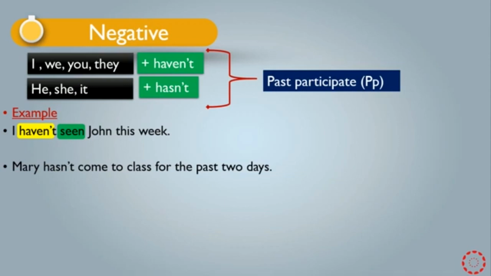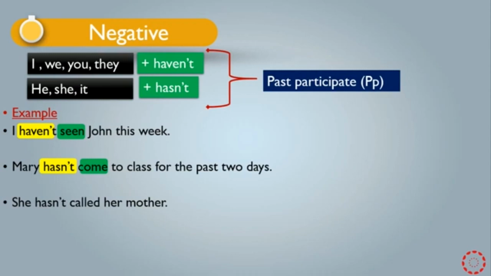Another example, Mary hasn't come to class for the past 2 days. We said if we have a name, we use hasn't or has. So why do I use hasn't? Because our subject is Mary, or we can say it's she. Mary hasn't come to class for the past 2 days. So come is the past participle of come. So it becomes come, came, come again. It's the same as the first form.